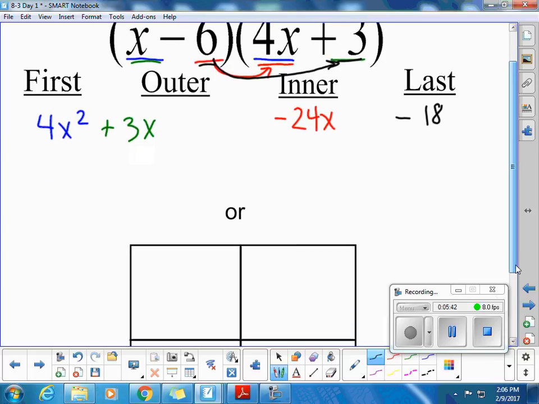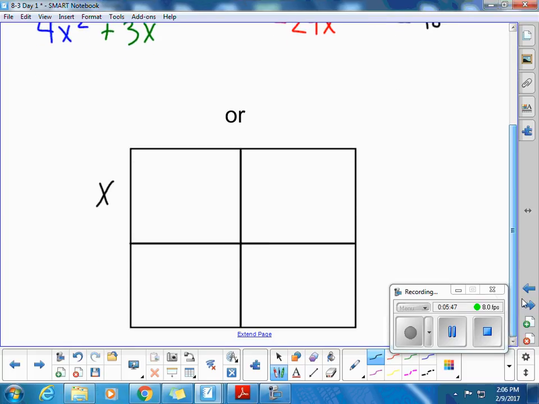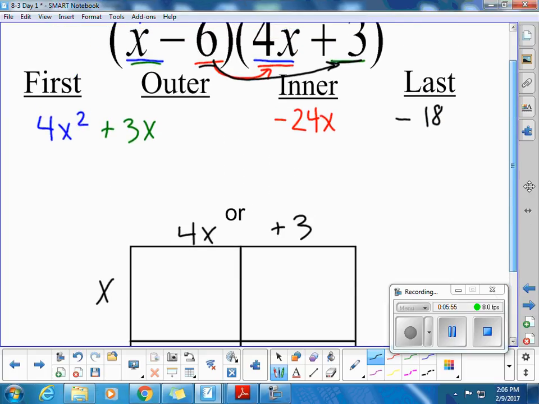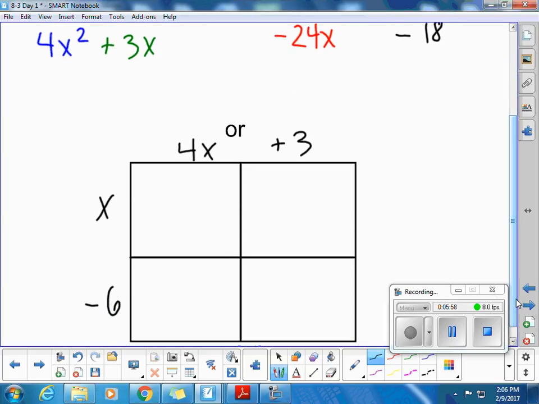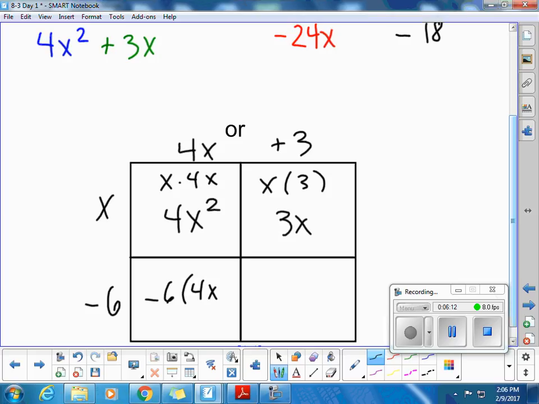We could have done the same thing here. It would have been x minus 6 and 4x plus 3. So x minus 6, I'm going to put it up here, 4x plus 3, was it? Yeah, 4x plus 3. X times 4x is my 4x squared. X times 3 is 3x. -6 times 4x is -24x. And then -6 times 3 is -18.